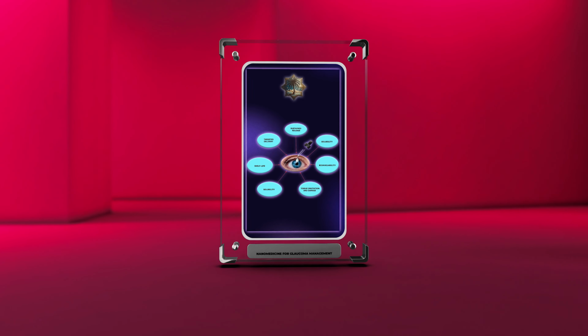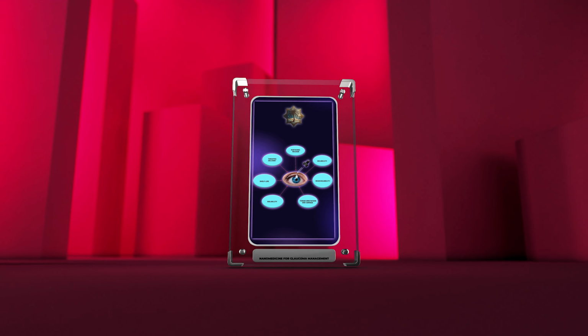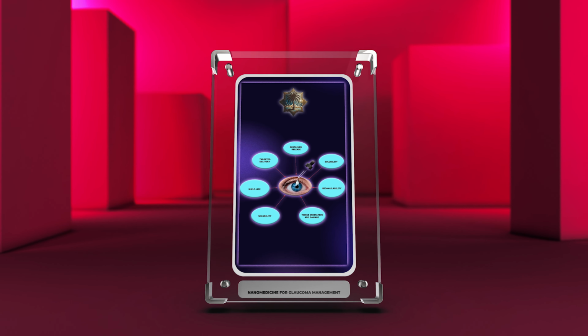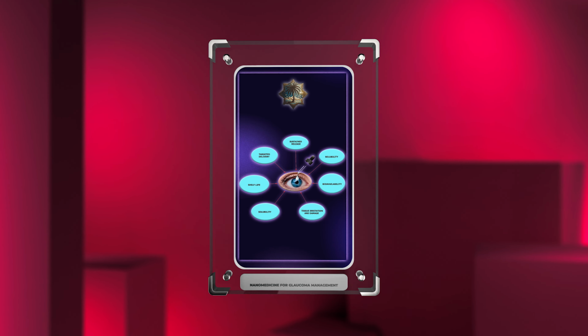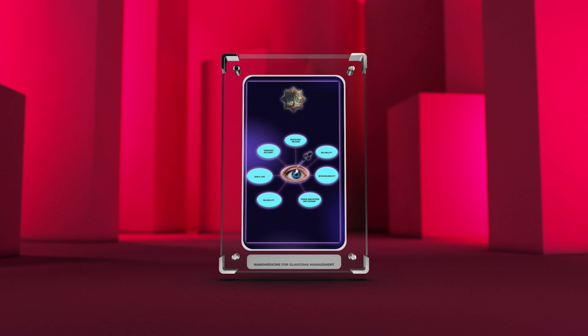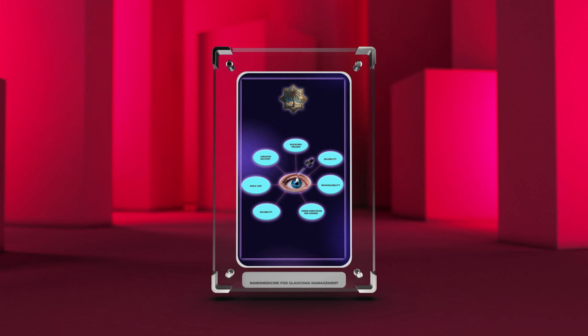Introduction. Welcome to today's lecture on medical nanotechnology and the management of glaucoma. Glaucoma is a complex, chronic eye disease characterized by progressive optic nerve damage and visual field loss. It is the leading cause of irreversible blindness worldwide. In recent years, advancements in nanotechnology have opened up new possibilities for the early detection, treatment, and prevention of glaucoma.